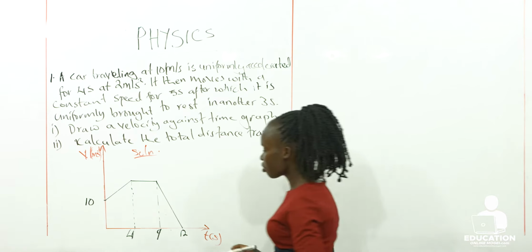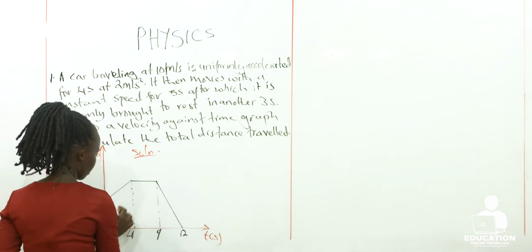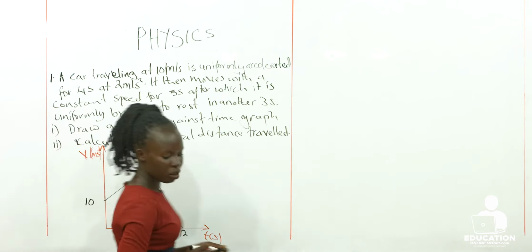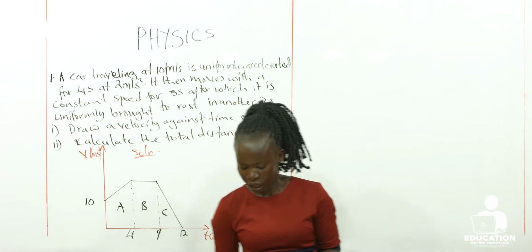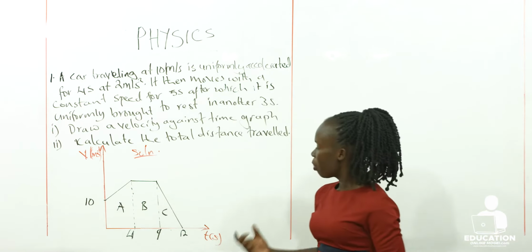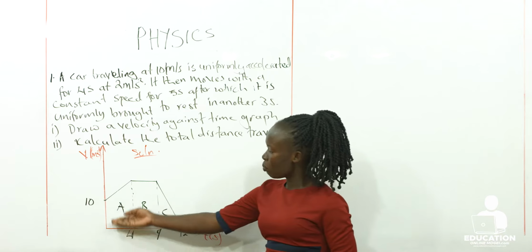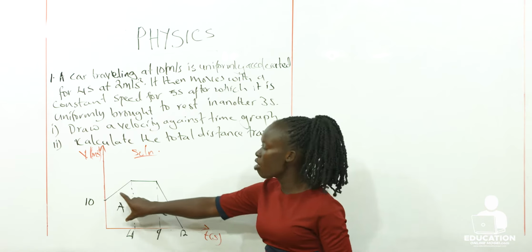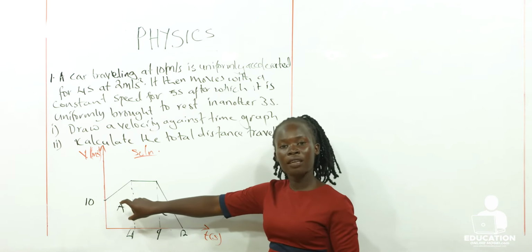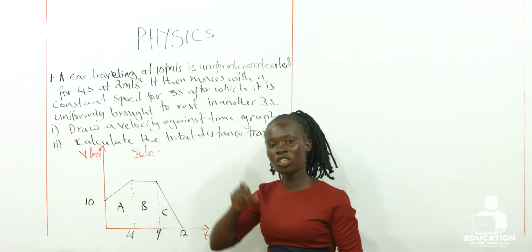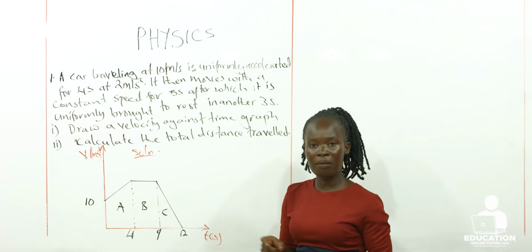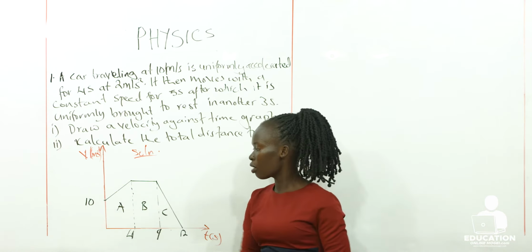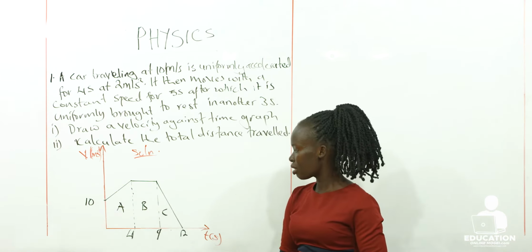So here we have our stage A, we have our stage B, and then we have our stage C. If we have it that way, which kind of shape is this? If we know the shape, then we can easily find the area of that particular shape to give us the distance covered by the body at that stage. So if you look at stage A, what kind of shape is that?